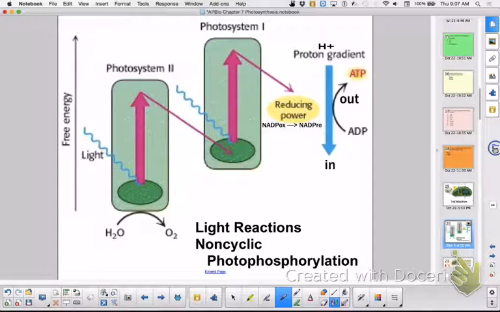Now, the sun comes in here and it's going to excite some electrons, which are going to get passed through not once but twice through two chains. The replacement electrons that get excited are going to come from water. So we just start with water, even though it really happens afterwards. It makes it easier to understand if you start with the water.